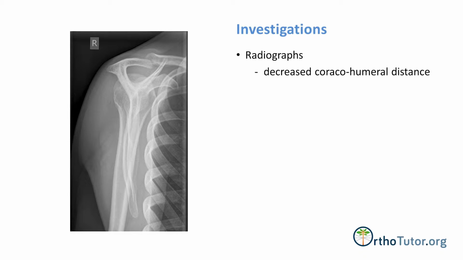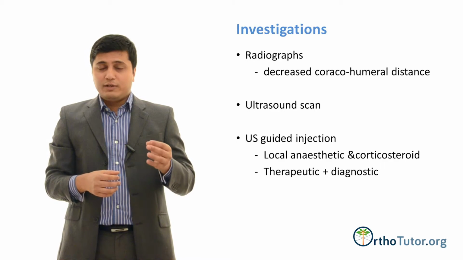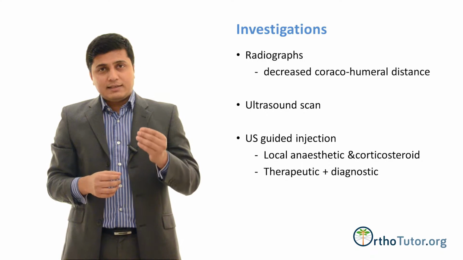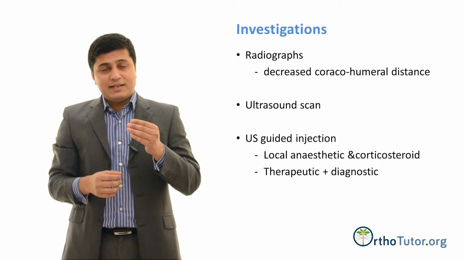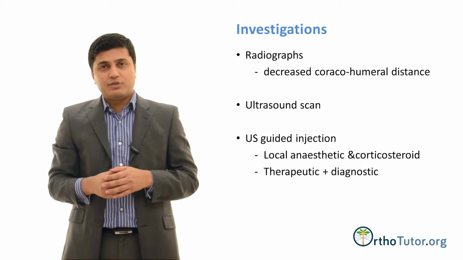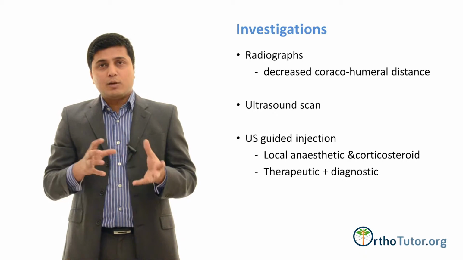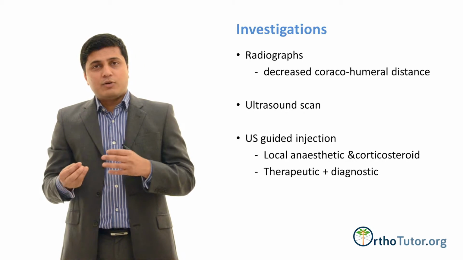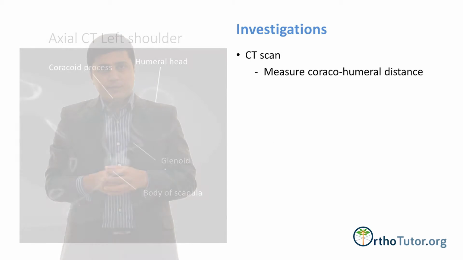You start with X-rays, where you look for the coracoid profile in an outlet view, and further testing is required. Ultrasound scan is very useful. We can assess the cuff integrity, mainly the subscapularis tendon integrity, and at times it can be coupled with a therapeutic or diagnostic injection as well.